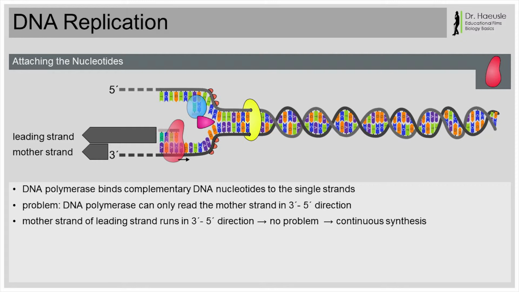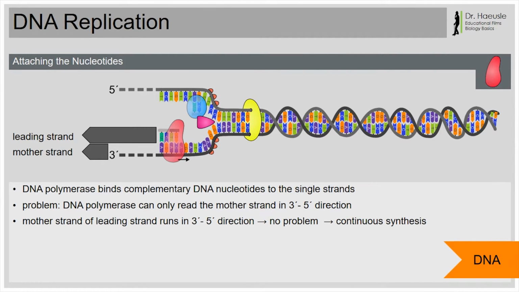At this strand, the DNA polymerase does not have a problem. It always runs in 3' to 5' direction. In our sketch, it is the bottom strand. The DNA polymerase builds this new daughter strand, called the leading strand, in 5' to 3' direction without interruption. If you don't know what we are talking about when we say 3' to 5' and 5' to 3' direction, please watch our video about DNA.